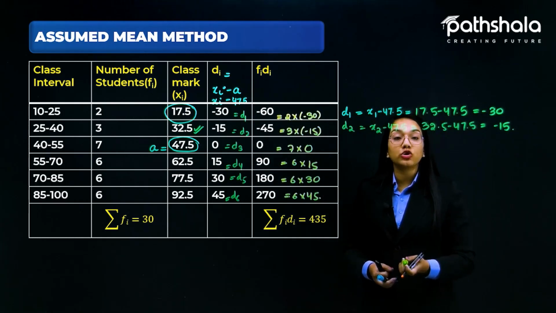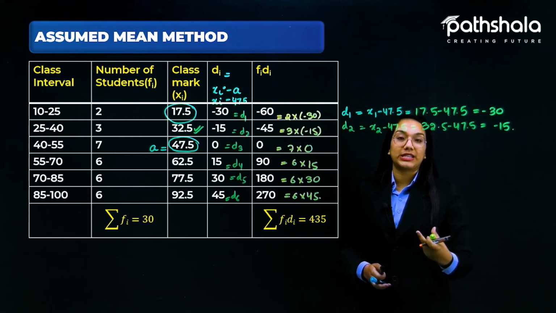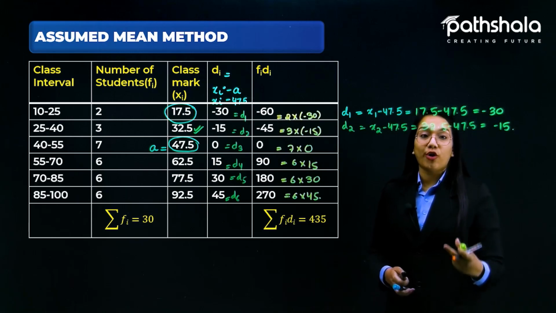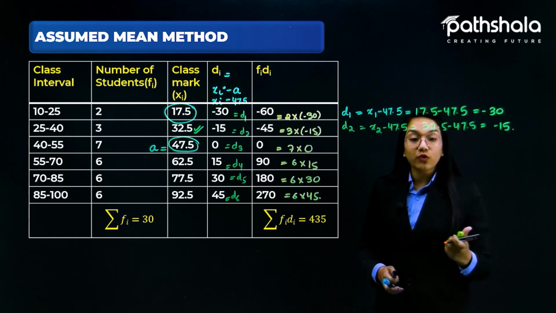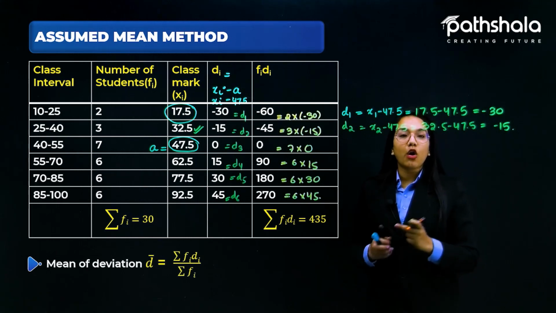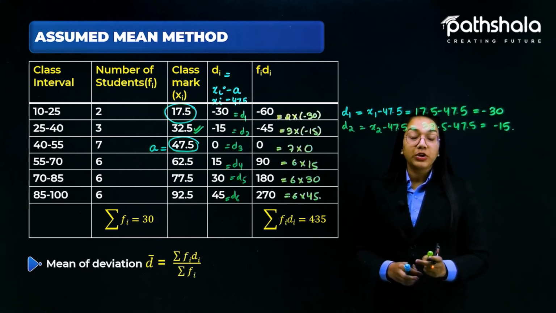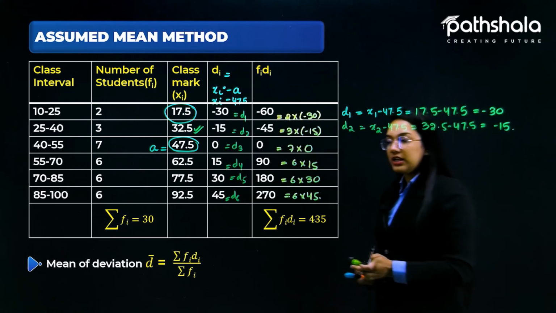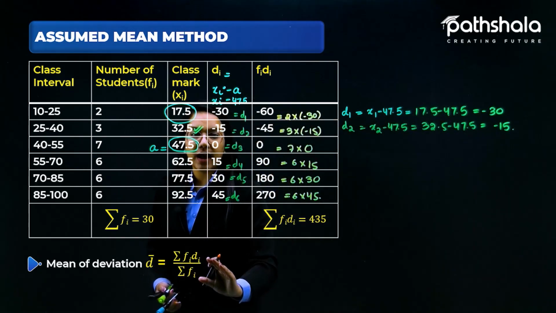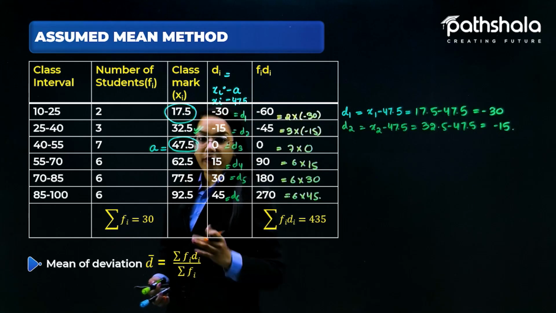Now here we will use special formulas, the formulas for the assumed mean method to find the mean. The very first formula we are going to use is called the mean of the deviations Di. The mean of the deviation Di formula is D bar, which is equal to sigma Fi Di divided by sigma Fi.